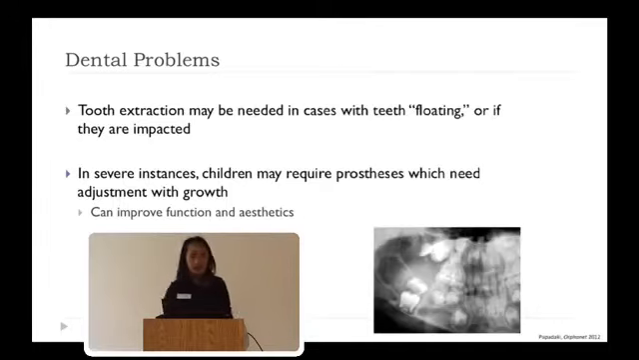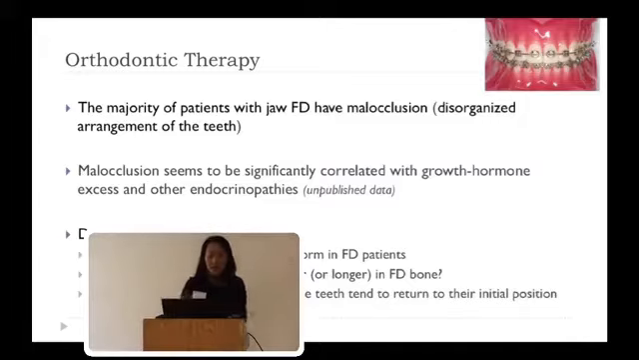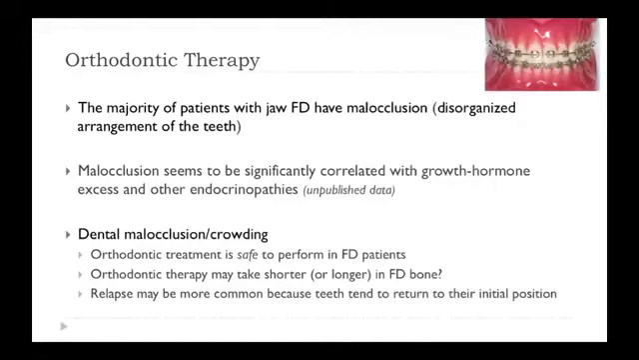But again, exceedingly uncommon. When we think about orthodontic therapy, the majority of patients will complain that their teeth have shifted some. And that's because of the push of the fibrous dysplastic bone on teeth. At times, the occlusion may be significant, but we typically find that in the patients who have growth hormone excess or other endocrinopathies. And typically, this is much worse when the endocrinopathy is not managed or under control.